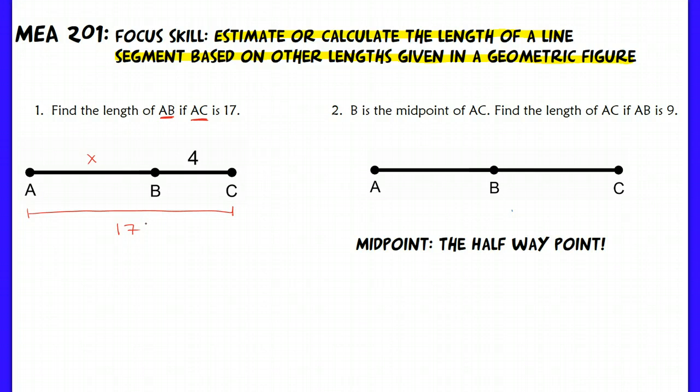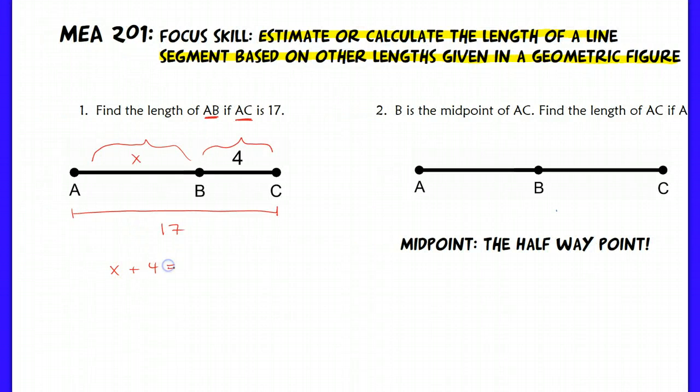Well, if I want to figure out what length AB is, I solve this equation. X represents the length of AB, and 4 represents the length of BC. So that's supposed to equal 17. If I add the length of AB plus the length of BC, I get the full length of AC. So that's why my equation looks the way it does here. I take the little part X plus this part 4 and I put them together to equal 17. So I just subtract that 4 and I get X equals 13.